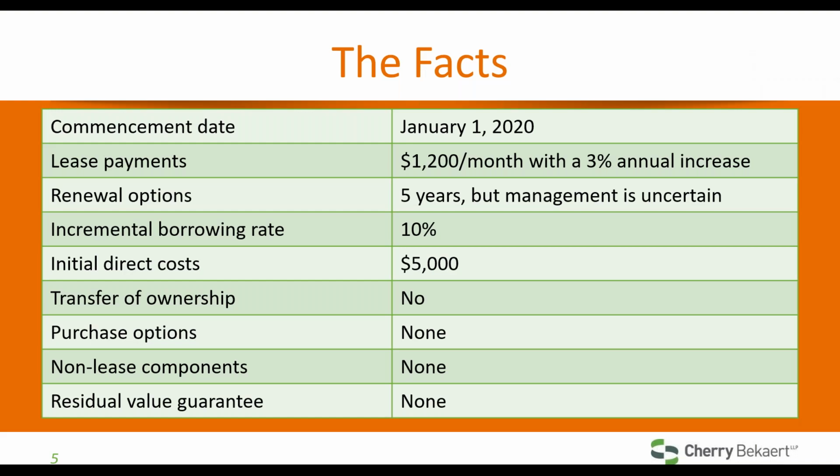All right, so a few more facts with this lease. The commencement date was January 1st, 2020. The lease payments are $1,200 a month, which is fairly inexpensive, with a 3% annual increase. It does have some renewal options on this lease for 5 years, but management is uncertain, so they'll stick with just the 10-year lease. The incremental borrowing rate is 10%. They have some initial direct costs of $5,000, and these are initial direct costs that qualify under ASC 842.